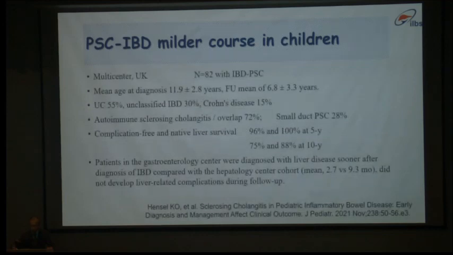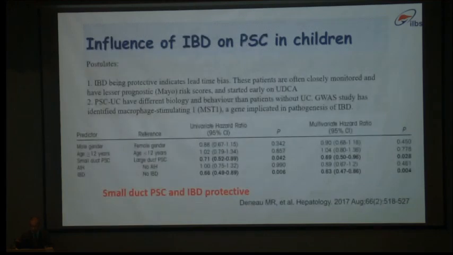So this is another study from King's, 82 children who were followed up with ulcerative colitis, 82 with IBD and PSC. So the whole of this cohort was IBD and PSC. Ulcerative colitis was in 55%, and they mentioned that because this was a multi-center study, a few of the patients were from the gastroenterology center and other children were from the hepatology center, and they mentioned that when the liver disease is diagnosed sooner after the diagnosis of IBD, that was associated with fewer liver-related complications during follow-up. So this is again the largest data which I showed earlier.